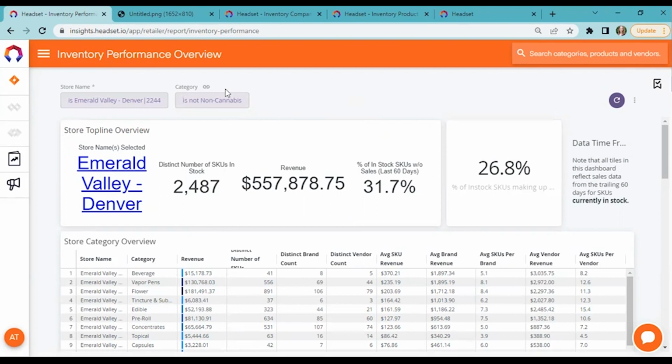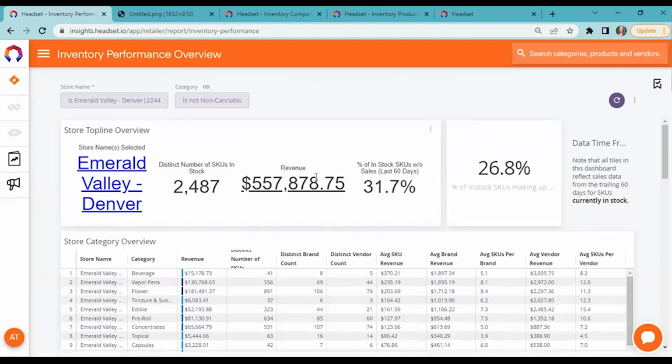I'm not going to refresh because my Wi-Fi is a little slow and I don't want to delay this, but right at the top here, we have store top line overview. This gives you an idea of how many distinct SKUs you have in stock at the moment. My Emerald Valley Denver location has 2,487 SKUs in stock. This is the revenue that I've brought in, and this is all within the last 60 days.